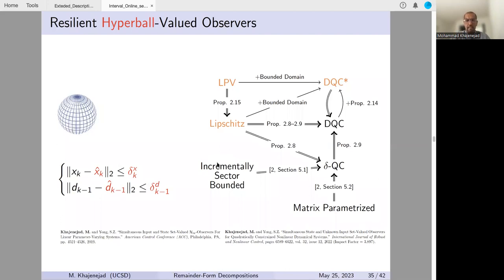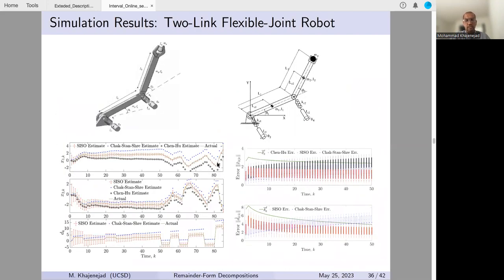So one other interesting observation that I wanted to share. If you apply this framework onto this two-link flexible joint robot system, and then compute the guaranteed set estimate, these red intervals, and then compare them with some point estimates, which are outputted by some benchmark observers in the literature, these blue dots and also these black dots.